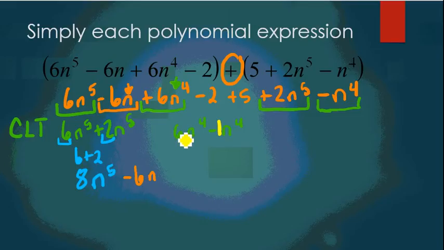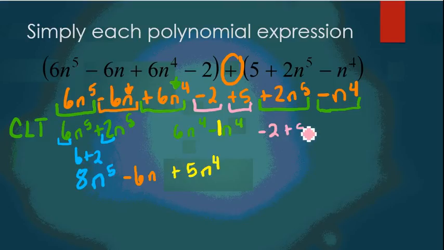So you have 6 minus 1, which is 5, and it's a positive 5n to the 4th. And now we look at our last two numbers, which is negative 2 plus 5. And those are indeed like terms, so we can combine them. Negative 2 plus 5 is a positive 3. So plus 3. And now we're going to write it in standard form.